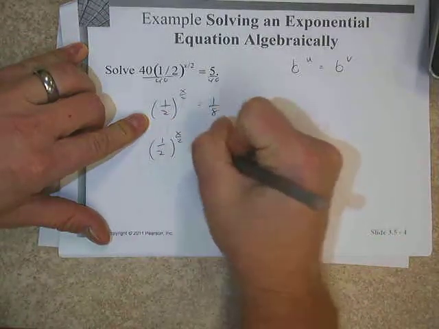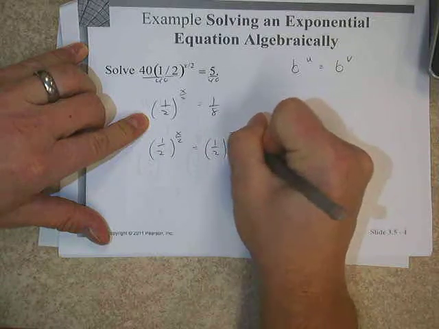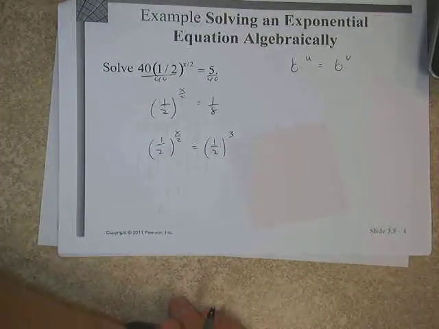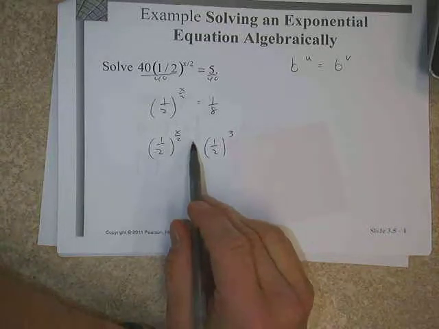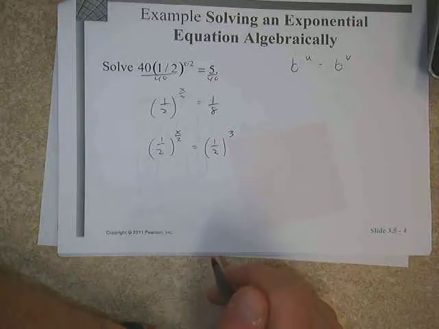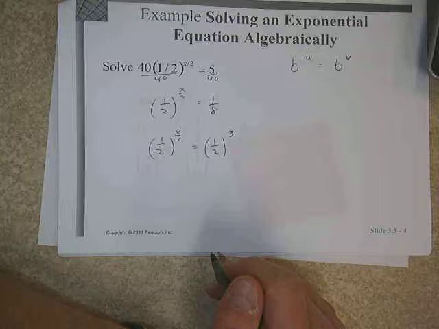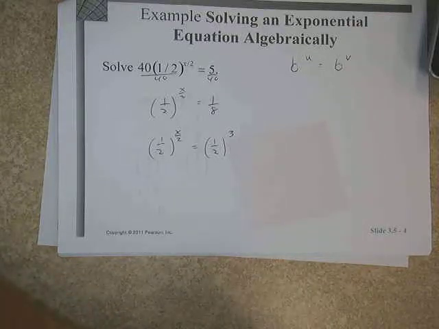Okay? So since there's a relationship here, what we need to recognize is that 1/8 is really just 1/2 to the third power. Because wouldn't that be 1/8 also, if I raised 1/2 to the third power? And so ultimately, what have I just done? Now I've put it in the form b to the u equals b to the v.